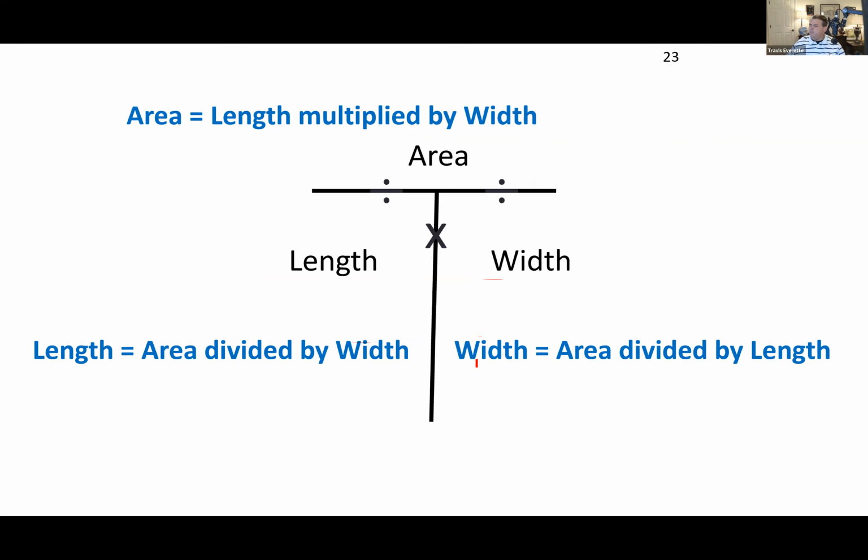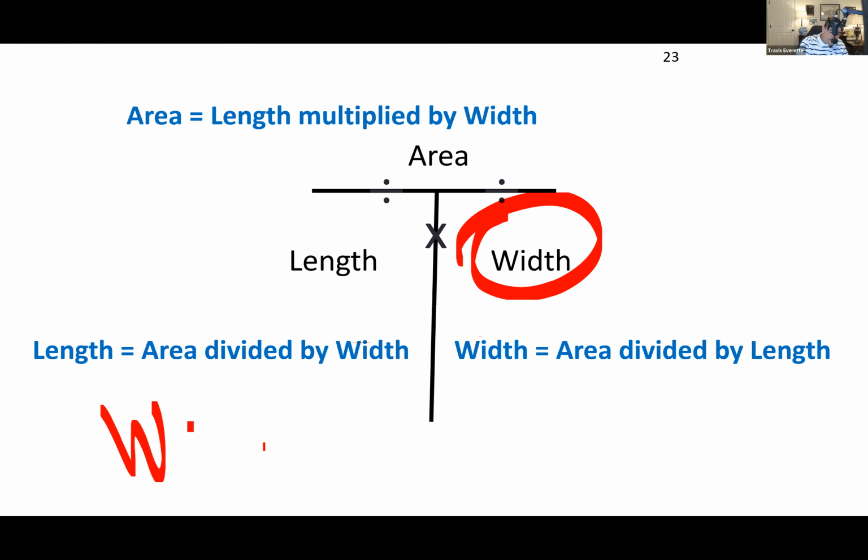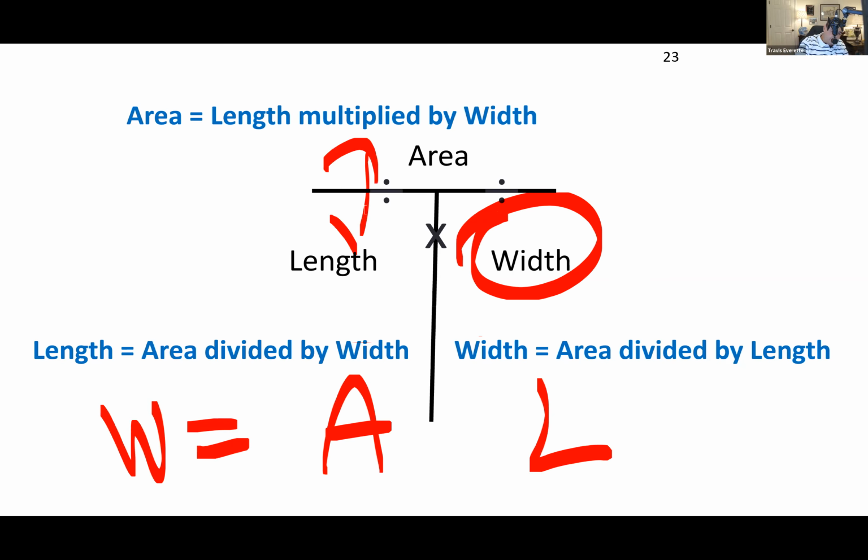Yeah, let me think. Wait a minute, you don't have to think here. If I want to know what width equals, I'm just going to say, well, width equals, and then I'm going to write the other two things down, area and length, and I'm going to look. Well, they're top and bottom from each other. If they're top and bottom, the math is division. Width equals area divided by length. And I could literally do that with anything in here.